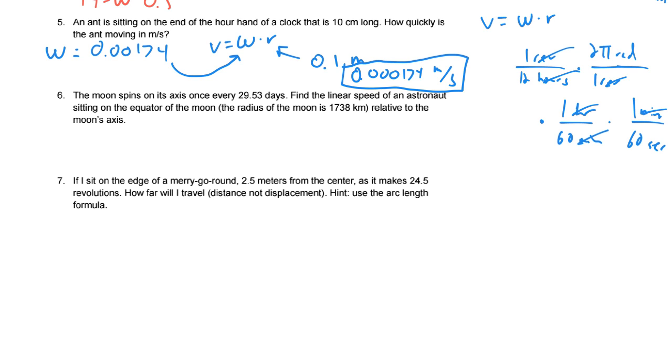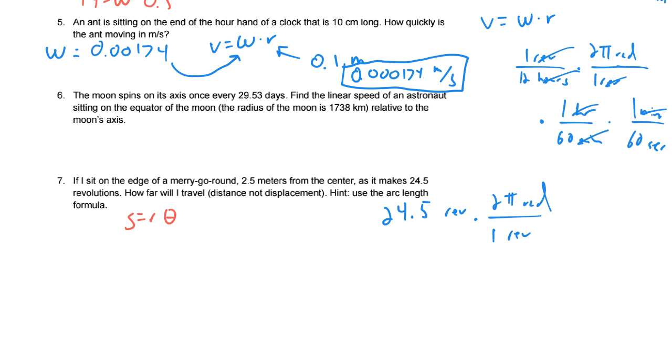All right. Number 6 is another just V equals WR. Number 7 is a little bit different. We're sitting on a merry-go-round, 2.5 meters from the center, and it makes 24.5 revolutions. So how far do I travel? Distance, not displacement, and we've got to use the arc length formula. So S equals R theta. The only thing I need to do is convert my angle into radians. So it might not look like an angle, but 24.5 revolutions is an angle. Let's just multiply this by the fact that 1 revolution is equal to 2 pi radians.